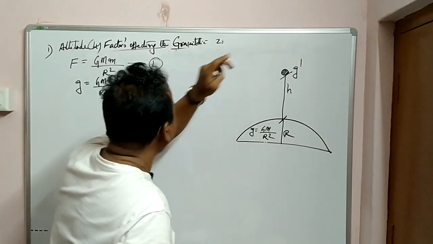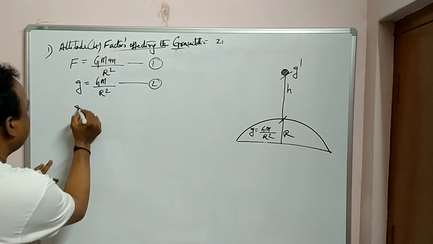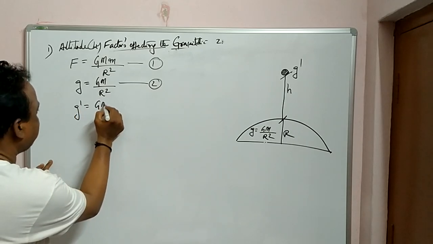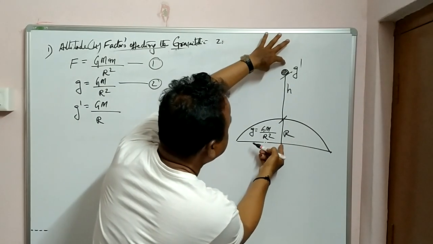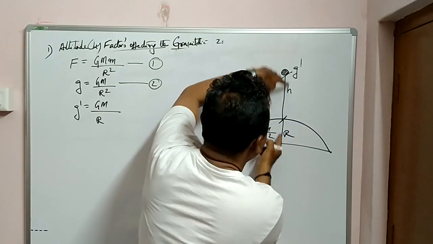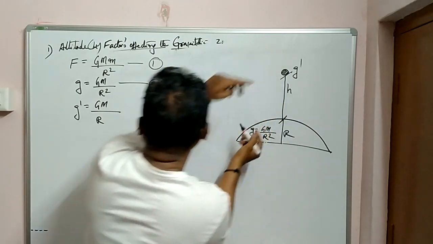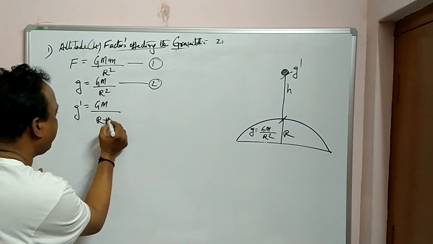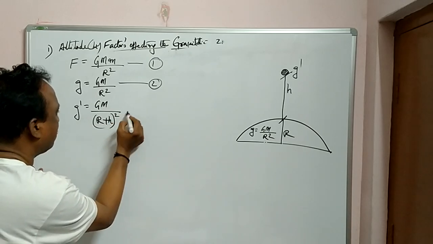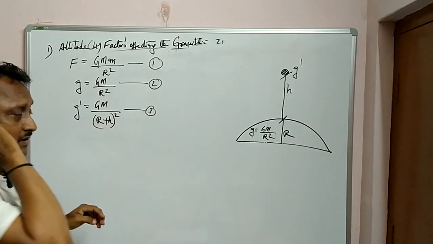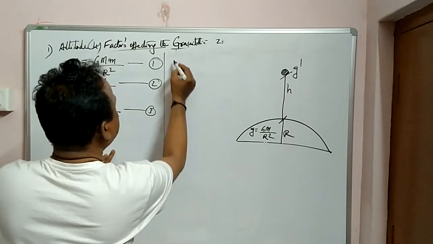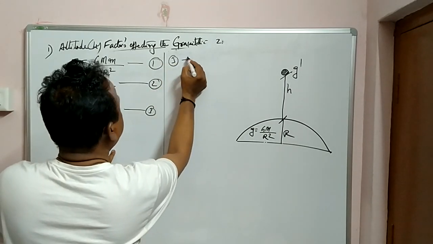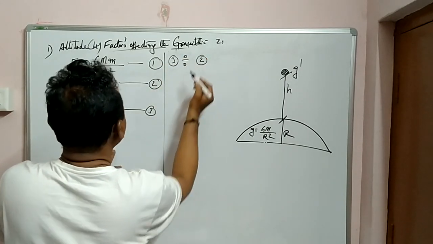Now at this height we will get g dash. G dash will be GM by, in the place of R, plus the height. What is the total height now? R plus h. So in the place of R, R plus h whole square, equation 3. Now I want g dash, so divide equation 3 with equation 2.